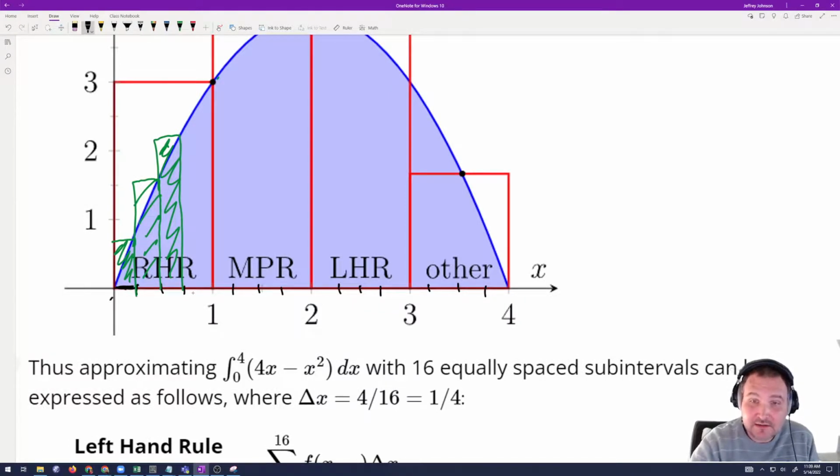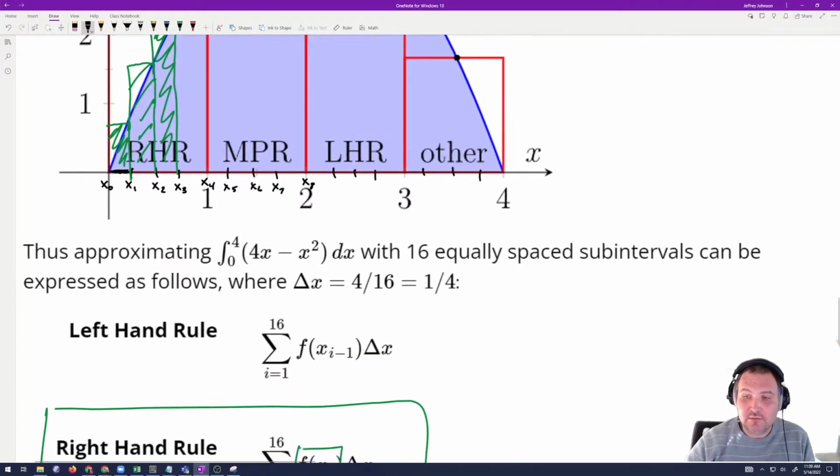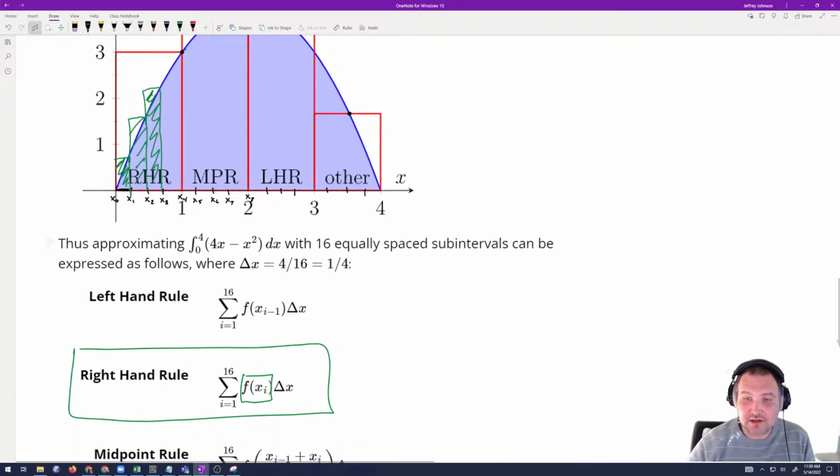This would be x0, x1, x2, x3, x4, x5, and so on, x7, x8. So when the function says x sub i starting at 1, that's the height of the function. So this is the height of the function on the right-hand side.